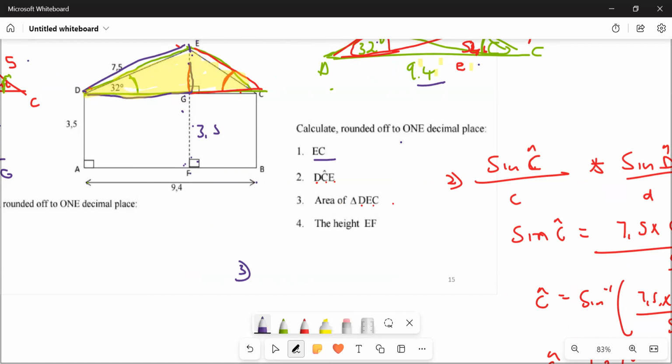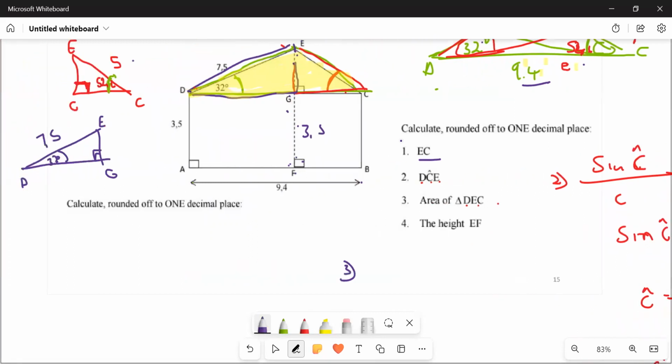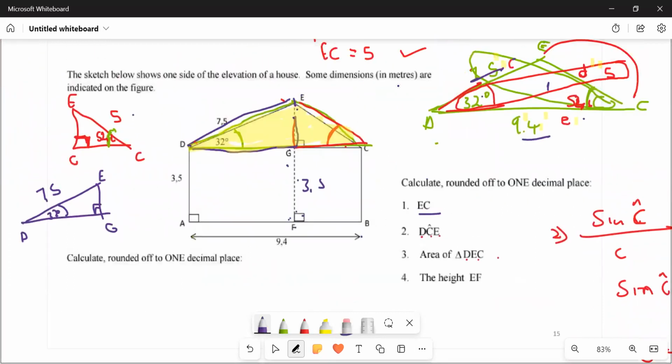Now, let's check a triangle that has EG. Is there any triangle that has EG? Which triangle is that? The red and the purple one. Between the two of them, which one seems to have more information? We can use the purple one. We can also use the red one. Doesn't matter.